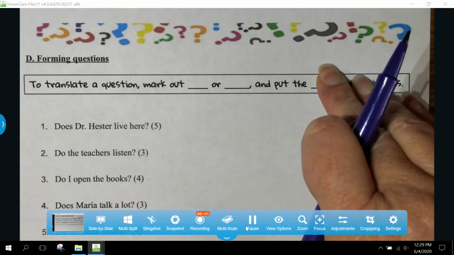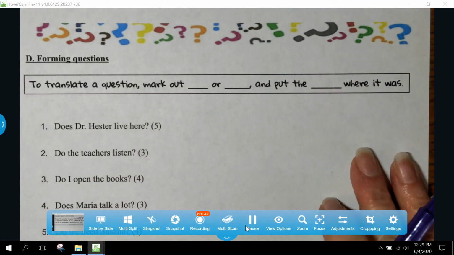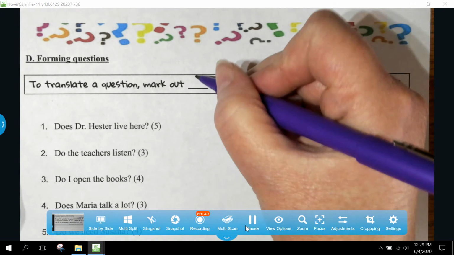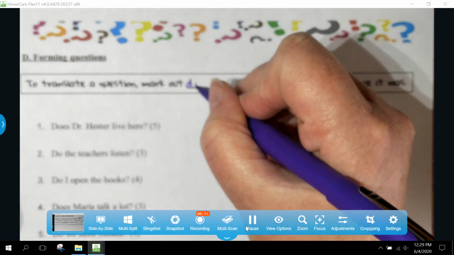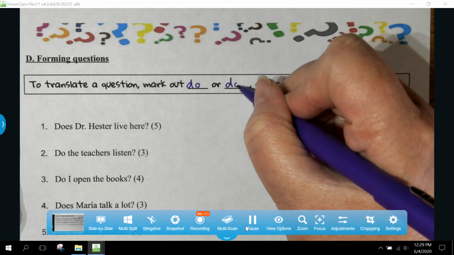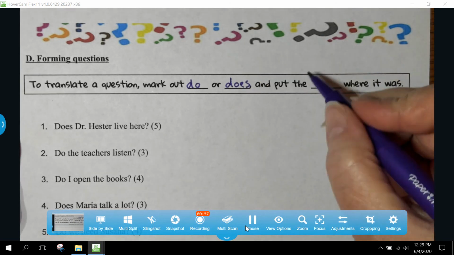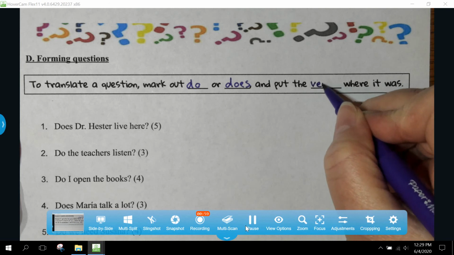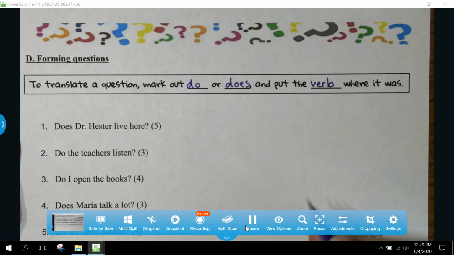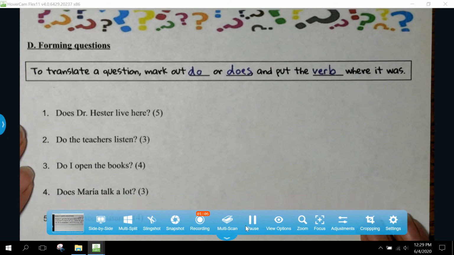When we're looking at how to form a question, how we're translating it, first of all, you need to get rid of the do or the does. And you're going to put the verb where that was. Do or does as a helping verb does not exist in Spanish.